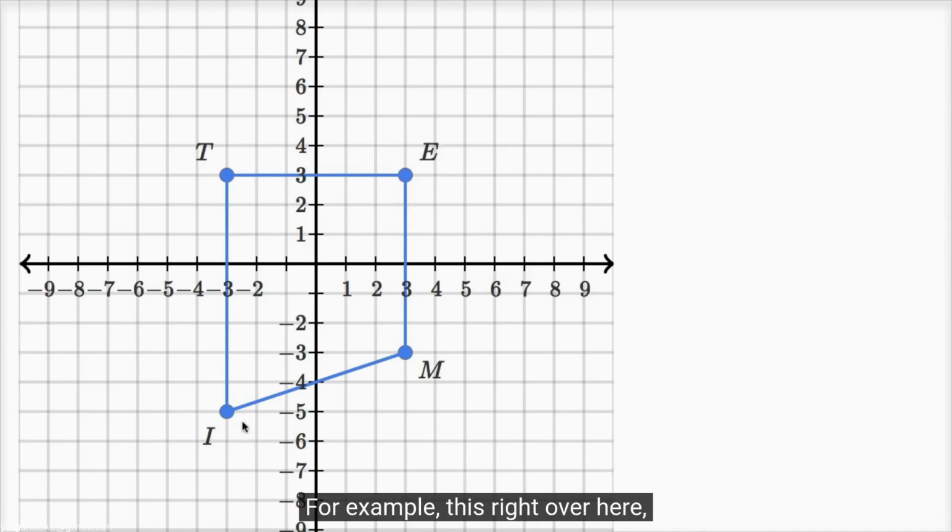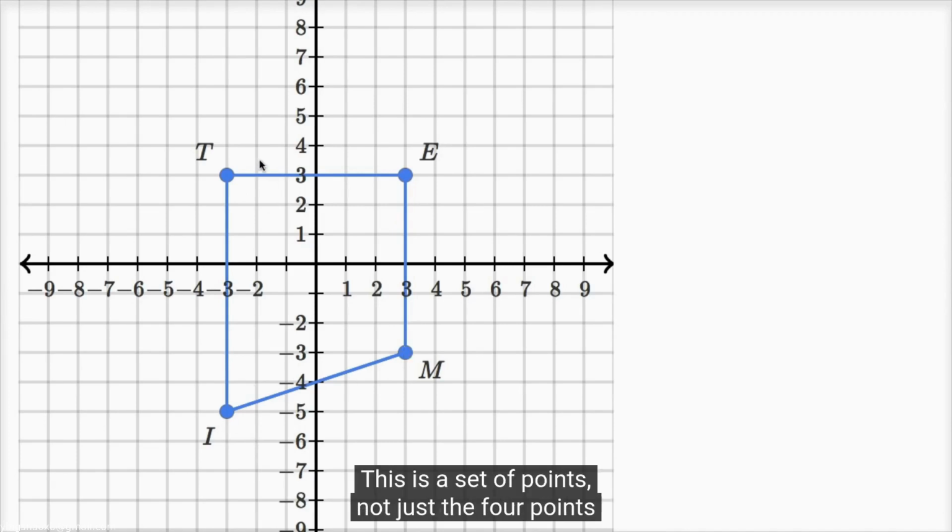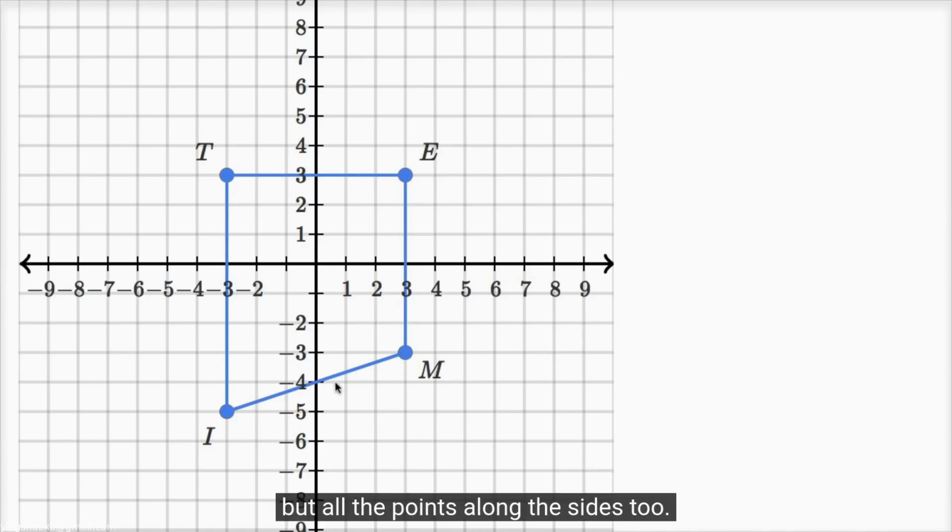For example, this right over here, this is a quadrilateral. We've plotted it on the coordinate plane. This is a set of points, not just the 4 points that represent the vertices of the quadrilateral, but all the points along the sides too. There's a bunch of points along this. You could argue there are an infinite number of points along this quadrilateral. This right over here, the point x equals 0, y equals -4, is a point on the quadrilateral.